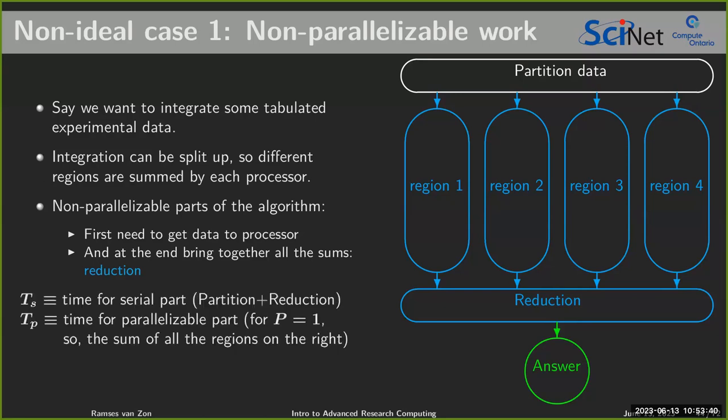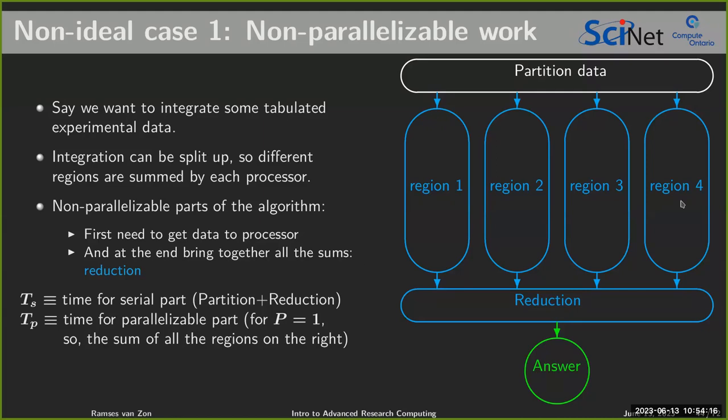So we're going to do a few definitions. We'll define the time t sub s as the time for the serial part. So say the partitioning of the data and the reduction takes some time, and that doesn't change. Let's say it doesn't change with the number of processors we have. So let's say that partitioning the data does not increase linearly with the number of regions, it's just a one-time something. And the TP is the time for the parallelizable part.